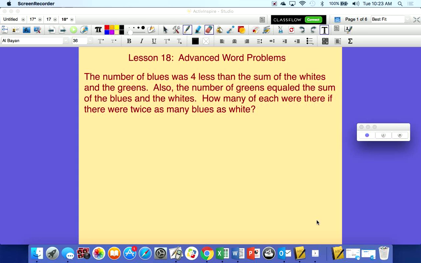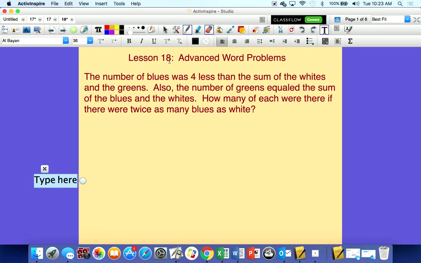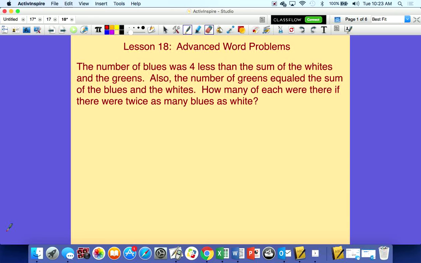Lesson 18 is all about doing different types of word problems today. The hardest part of coming up with today's problems is not necessarily the math, but getting the actual equations for each one of the problems here. I think it's easiest to just go word by word.